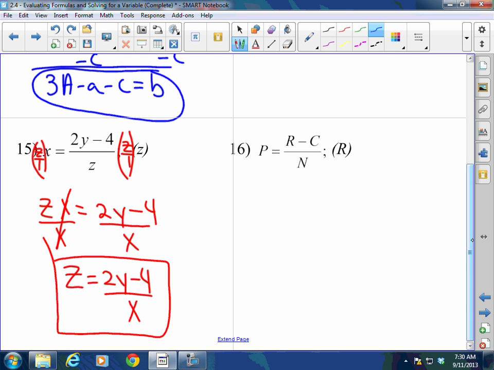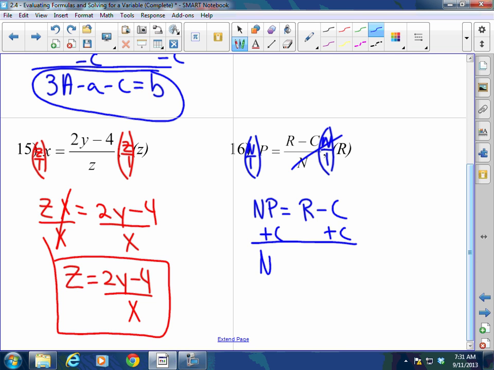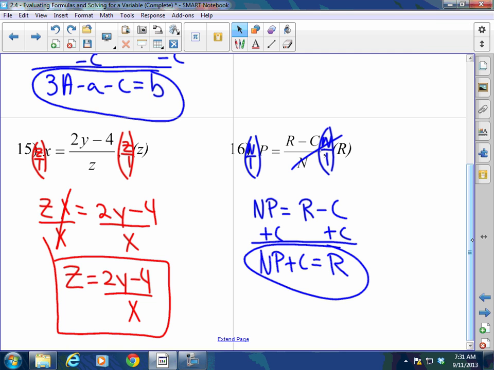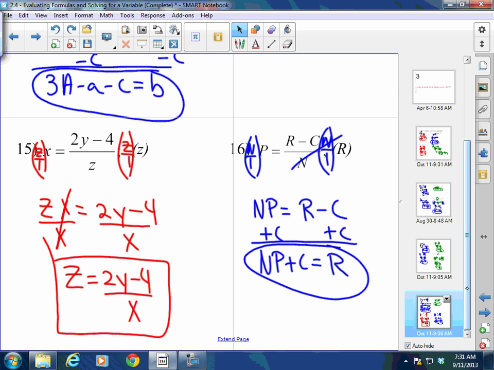Last but not least, my friends, P equals R minus C divided by N. Solve for R. Okay, I've got to get rid of this N so I can free up the R in the numerator. So I'm going to multiply by N over 1 to both sides. So I've got NP equals, the N's cancel, R minus C. I'm solving for R. I've got to get rid of this negative C. I get rid of a negative with a positive, so I add C to both sides. And I've got NP plus C equals R. And you are done. And that is our last page.